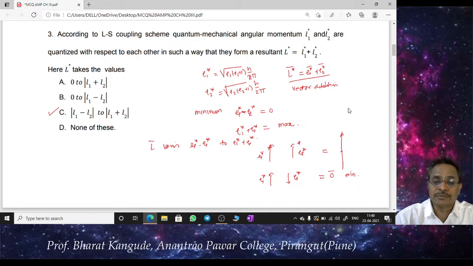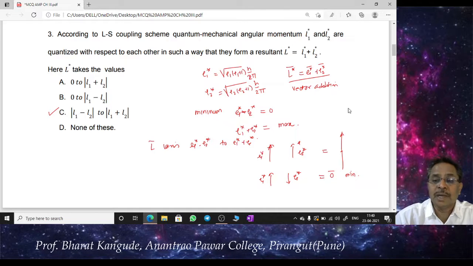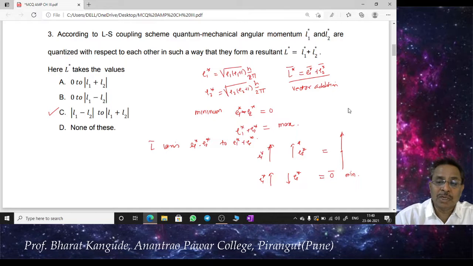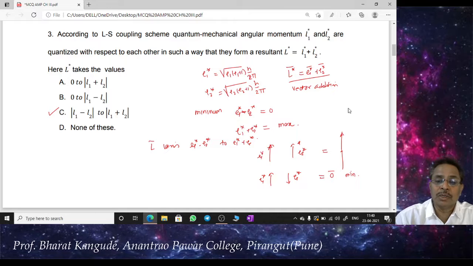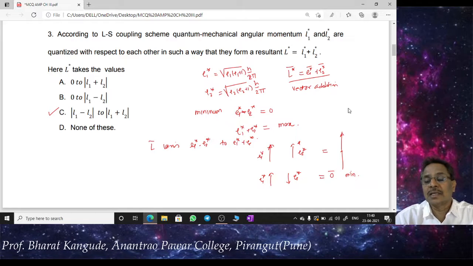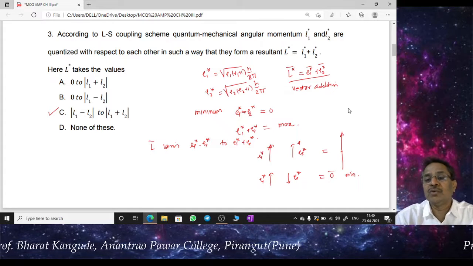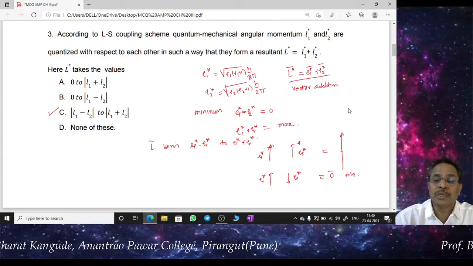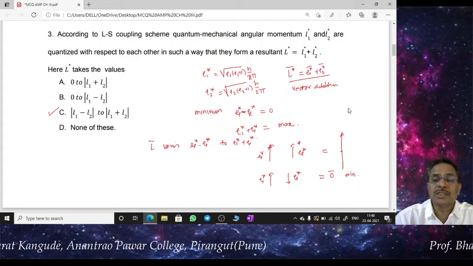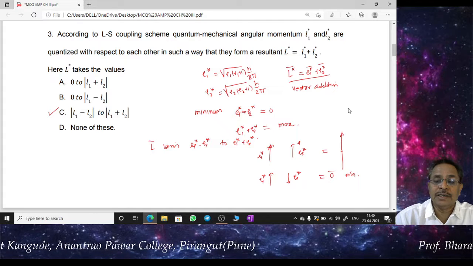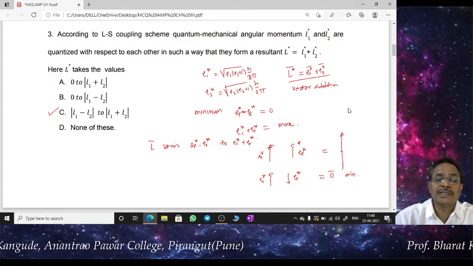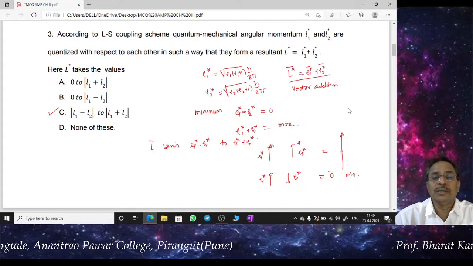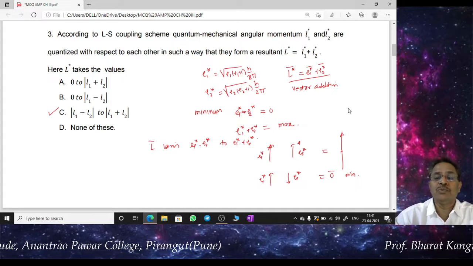So that is how, according to this LS coupling scheme, quantum mechanically these two vectors L1 star and L2 star add in such a manner that at one addition we will get the minimum resultant component, and at another it is possible to have the maximum addition, and in-between values are also possible if this quantization principle is valid. So this is what the LS coupling scheme in case of the two valence electron system we have to apply.